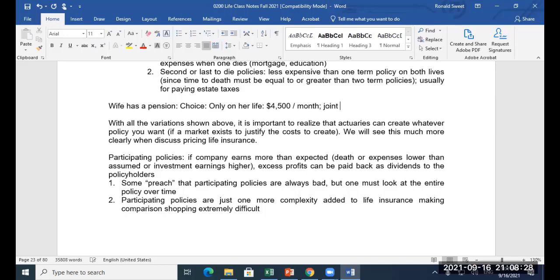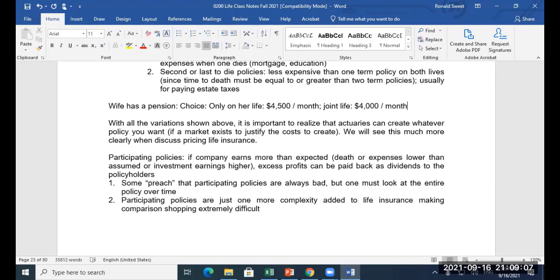Or it could be a joint life. That's going to pay, say, $4,000. All right. So she gets $4,500 a month. If she dies, it disappears. They lose the pension. Or she can do a joint life. So let's say her husband doesn't have a pension, so they're both living off of a pension. And then she dies. Well, if she got the pension with the joint life, then the $4,000 continues even after she dies. All right, so that's the choice she has.